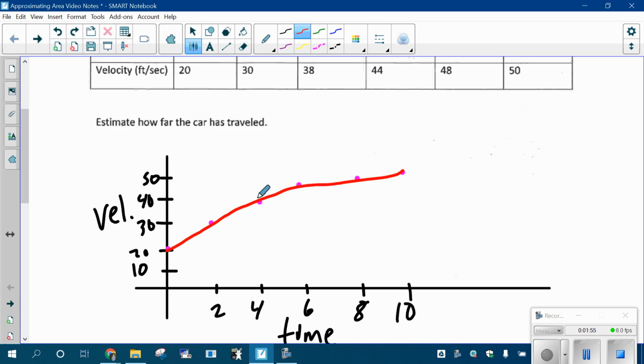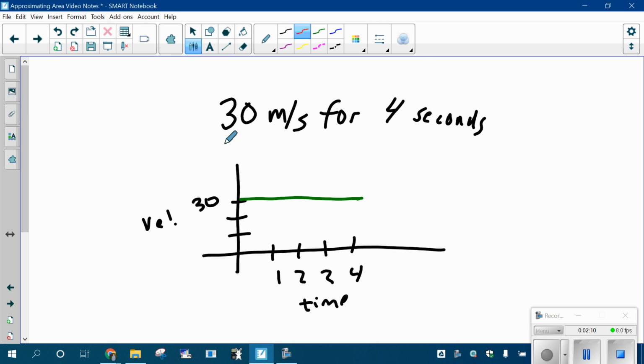So how do you take a velocity graph and figure out distance from velocity? You are trying to figure out the area underneath that curve. If you didn't know that, think about a simple example. Hey, you're going 30 meters per second for 4 seconds. How far do you travel? Well, you travel 120 meters.